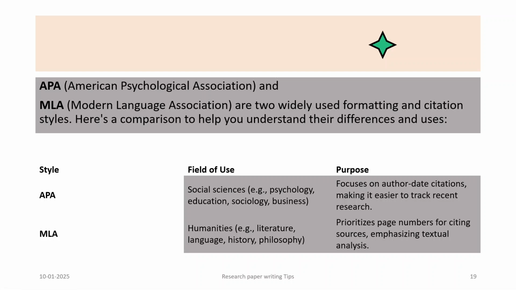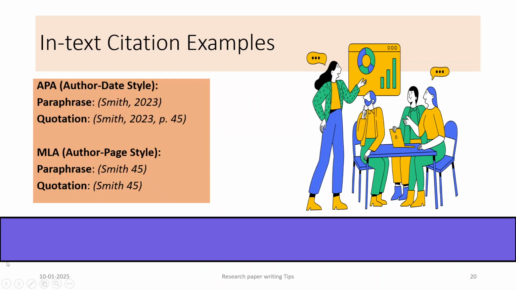MLA prioritizes page numbering for citing. You get it now. While you are talking about these technical things, definitely we have to go for APA. You clearly understand. Now, how do in-text citations appear in APA? The author, date style. The paraphrase will be, for example, Smith is the author and the paper is published in 2023.